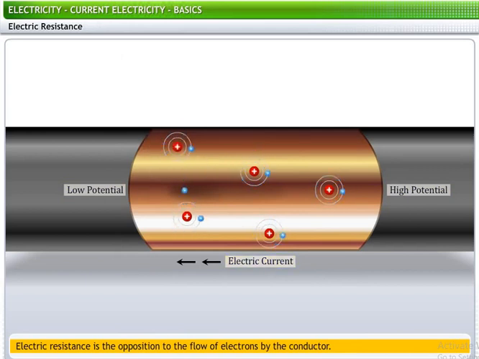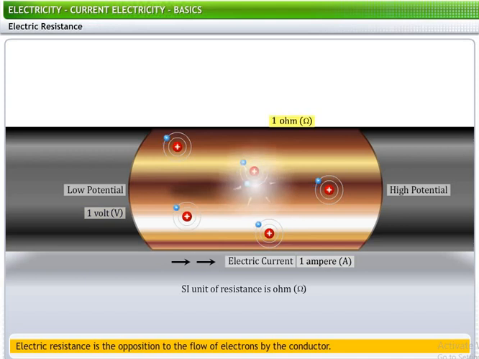Thus, the rate at which charge flows from terminal to terminal is the result of the combined effect of these two quantities. The standard metric unit of resistance is ohm, represented by the Greek letter omega. When 1 ampere current flows through a conductor across a potential difference of 1 volt, its resistance is 1 ohm.